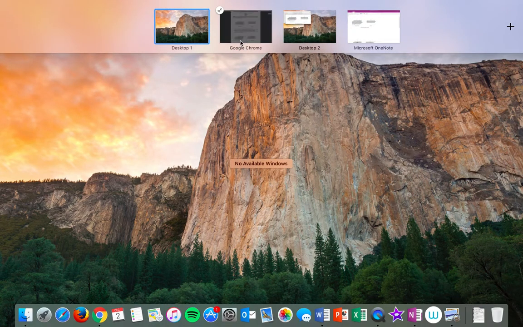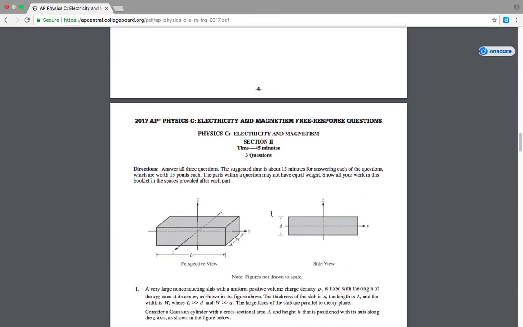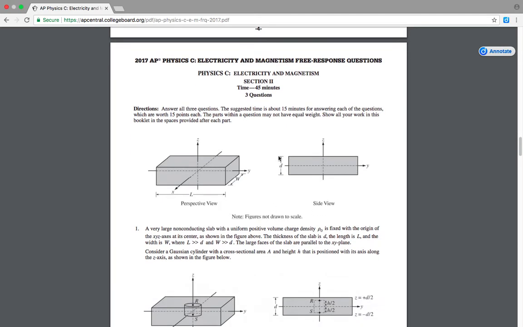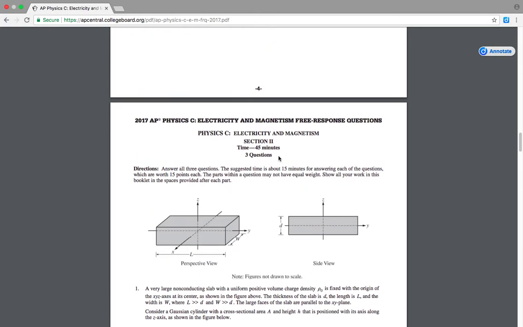Okay, so in this video we're looking at the 2017 AP Physics Electricity and Magnetism open response question. This is the first one. Up to this point, this is the only one it looks like we can do.